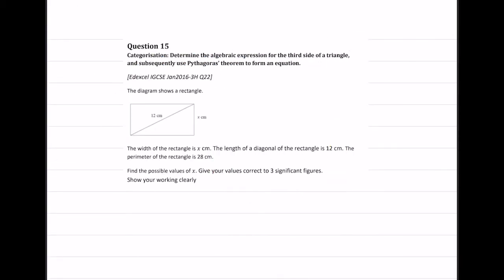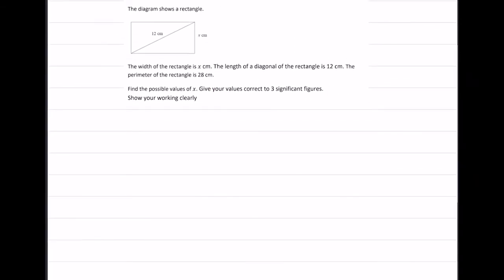Looking at the next question, it says the diagram shows a rectangle. So we have a rectangle, we have x as the width, and we have a diagonal of 12 centimeters. The perimeter of the rectangle is 28 centimeters. Find the possible values of x. So possible values of x is telling me that there's going to be more than one answer for x. Give your values correct to 3 significant figures.